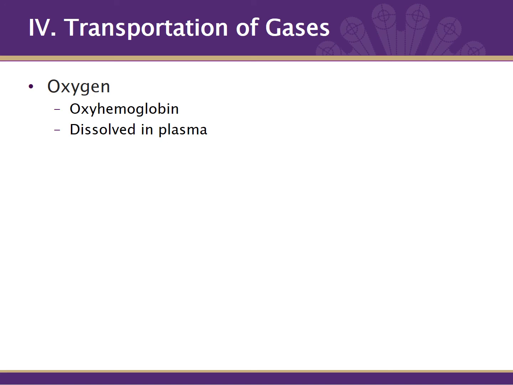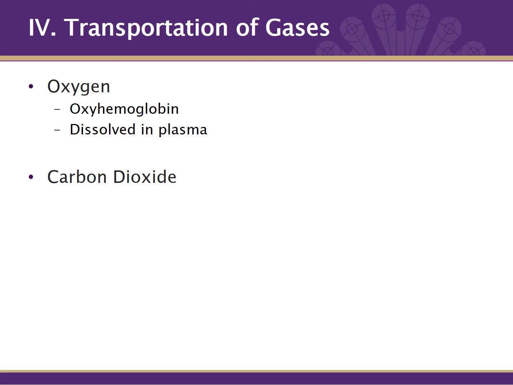Hemoglobin is called oxyhemoglobin when there is one or more oxygen molecules bonded to the hemoglobin. The remainder, 1.5% of oxygen, is transported as dissolved gas in blood plasma. Oxygen dissolves in water very poorly.